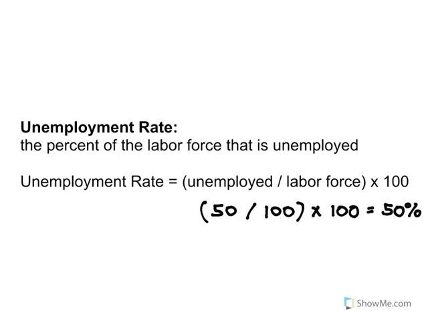A good unemployment rate is somewhere around 4 to 6%. We'll talk about this in the next video. So you can see that 50% would be really, really high. We'll also talk in the next video about why you wouldn't want 0% unemployment either, so just keep that in mind.